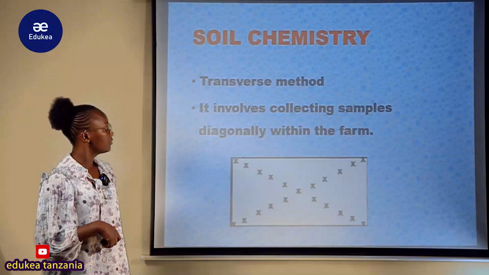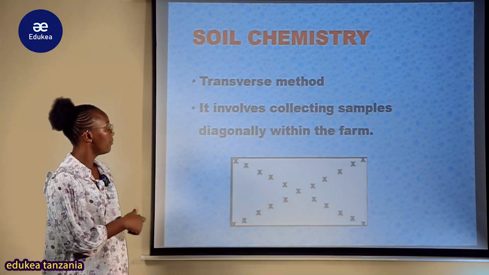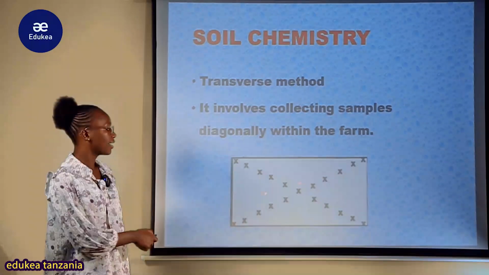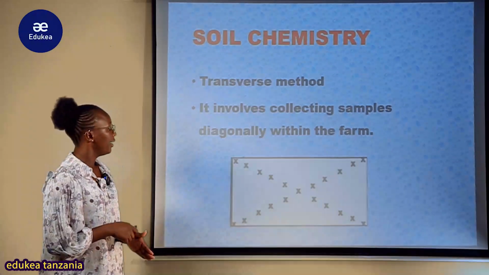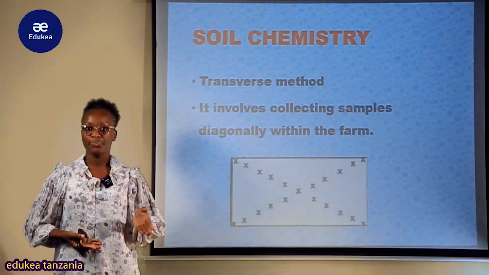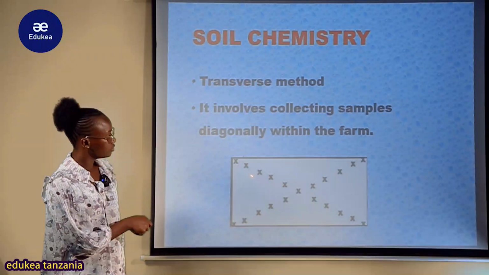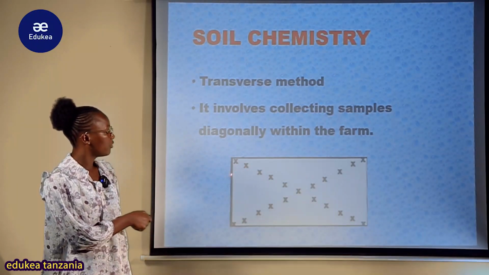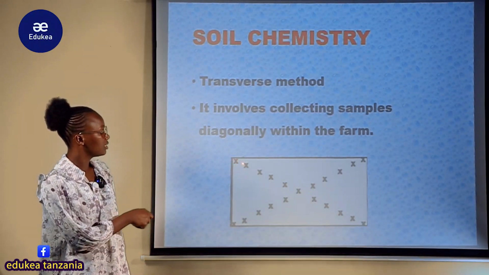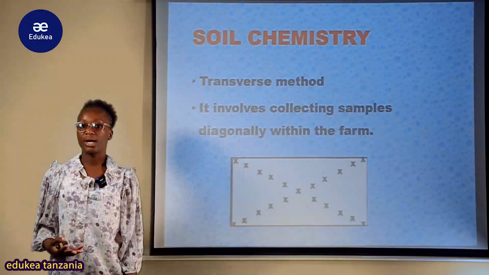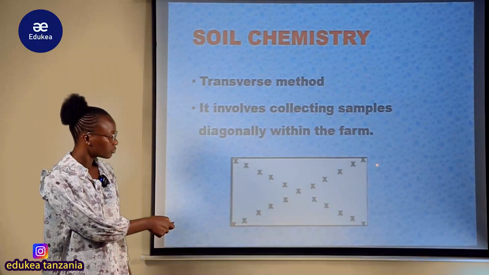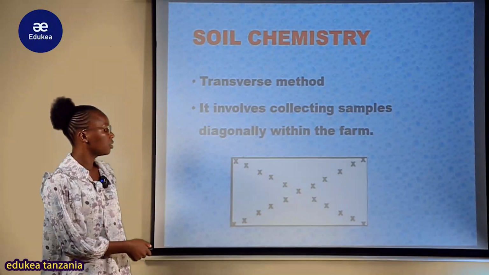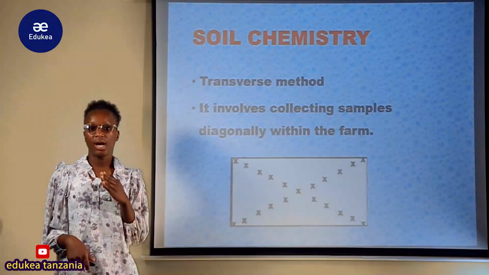When we talk about the transverse method, it involves collecting samples diagonally within the farm. Simply, my students, as you can see in the diagram here, unafanya collection ya zile soil samples diagonally, as you see here, from this angle to this angle. So you will take this sample, for instance, kama unaona hapa kuna x, it means this is a sample imepickiwa or imecollectiwa, but also this one. So it's your diagonal from that angle to that angle, from that angle to that angle. It is a diagonal relationship.